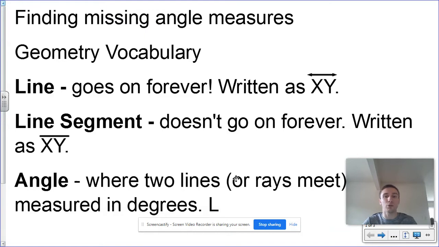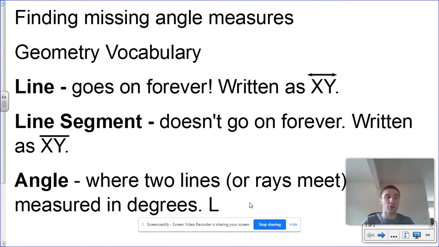And an angle is where two lines or rays, when we get into talking about rays, come together and meet, and that intersection is measured in degrees. So if we look at the capital L right here that I've put up on the screen, that's not a typo, it's actually there on purpose. It's where two line segments are meeting, correct? We have the vertical one here and the horizontal one here, and we can measure the distance between these two lines right here, this angle, in degrees.